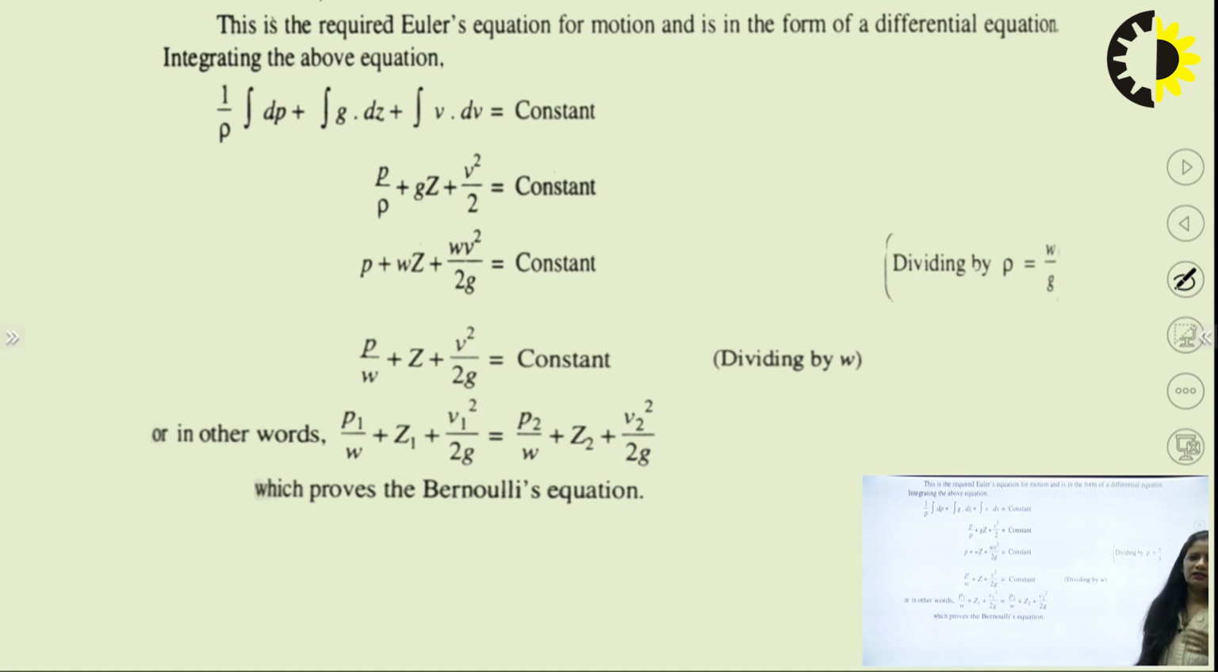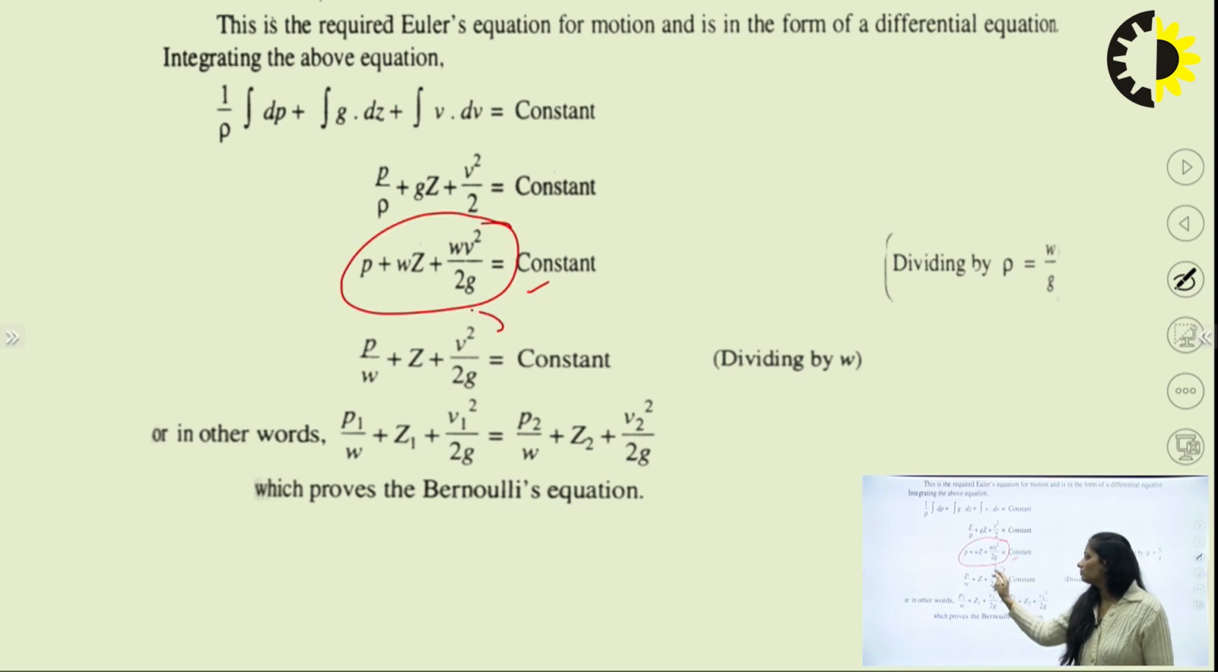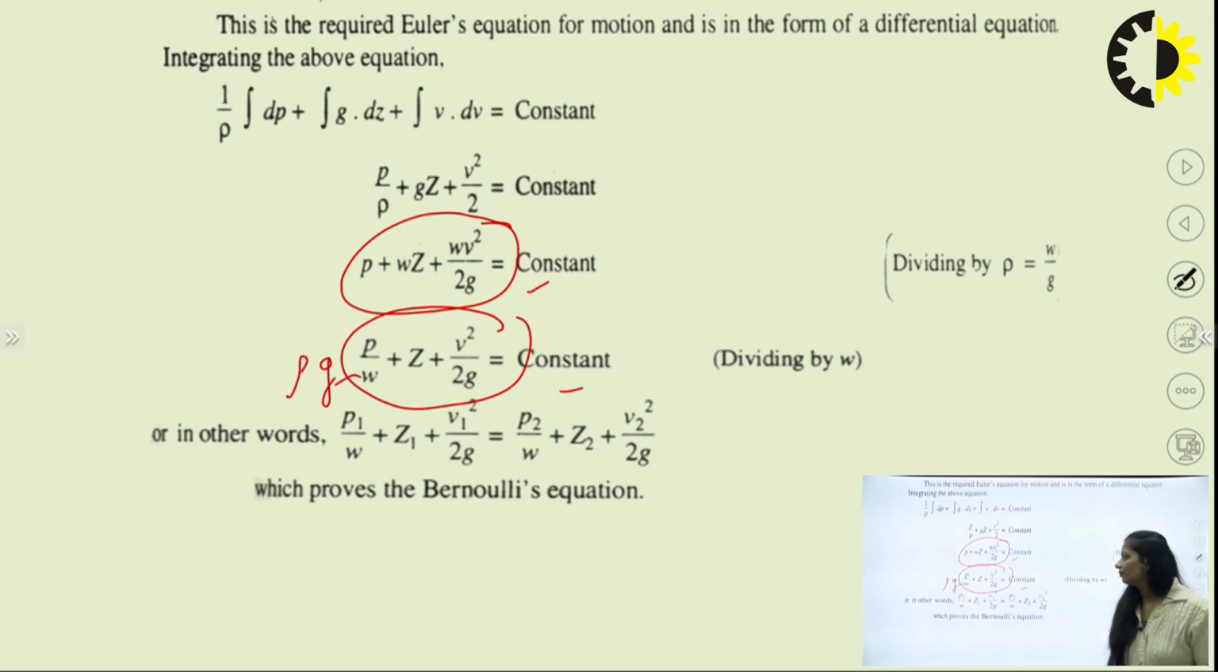Just integrate it to get the Bernoulli equation. We are going to integrate it and solve it further, and you get the equation in this form, then again in this form. Here w is rho g. So finally you get the Bernoulli equation in this form: p by rho g plus z plus v square by 2g is constant. In other words, if you take two sections, Bernoulli equation says that the energy contained at section 1 should be equal to the energy contained at section 2.